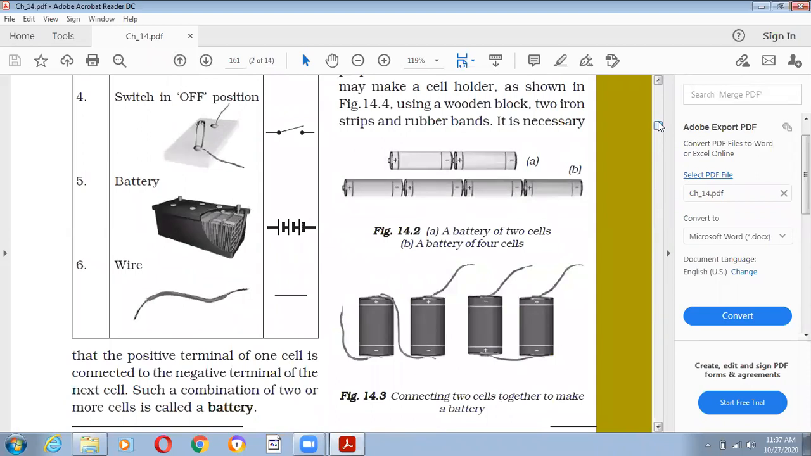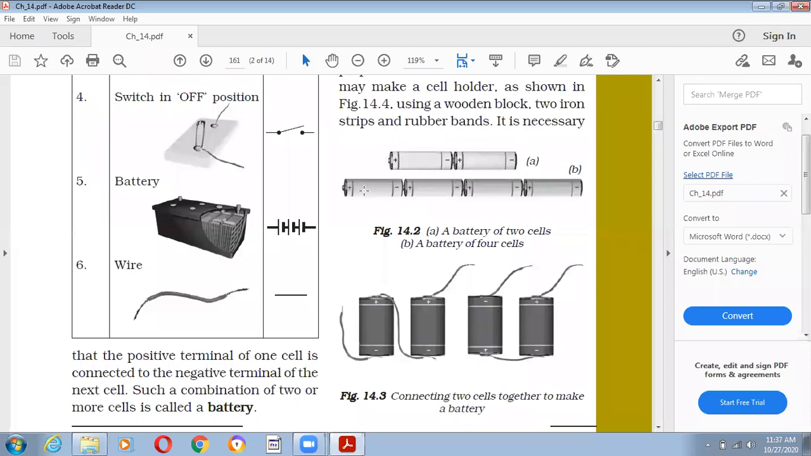Now the very important thing, that is a combination of the cells. You can see here a battery of two cells. A single cell, we know that it's a cell. When you combine more than one cell, we can see here two cells are combined and at the bottom four cells are combined. So it becomes a battery, right? Now this is the way that which kind of combination it is.